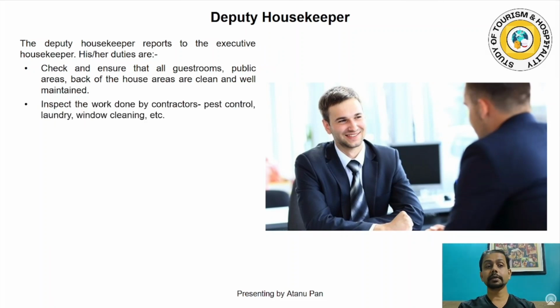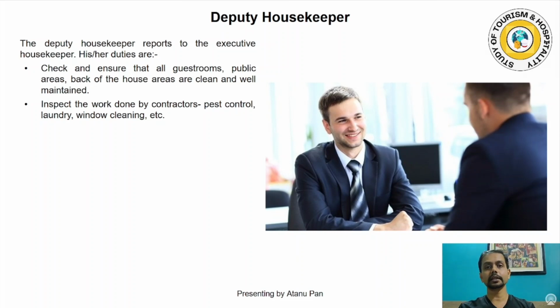Inspect the work done by the contractors like pest control, laundry, window cleaning, etc. In the housekeeping department, there is some work which is carried out on a contractual basis. For example, pest control, like spraying chemicals for insects. The laundry part, in some hotels it is contractual, in some hotels they have their own laundry. I'm not talking about the hotels which have their own laundry. I'm talking about the organization where it is on a contractual basis.